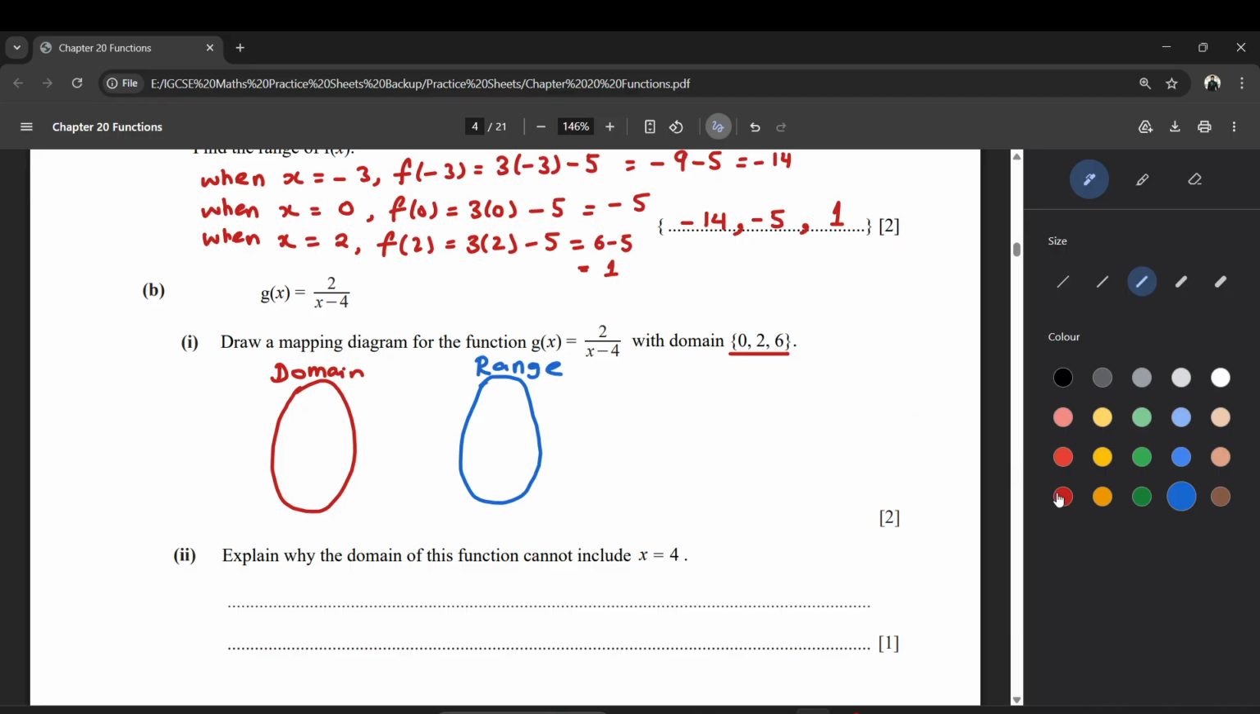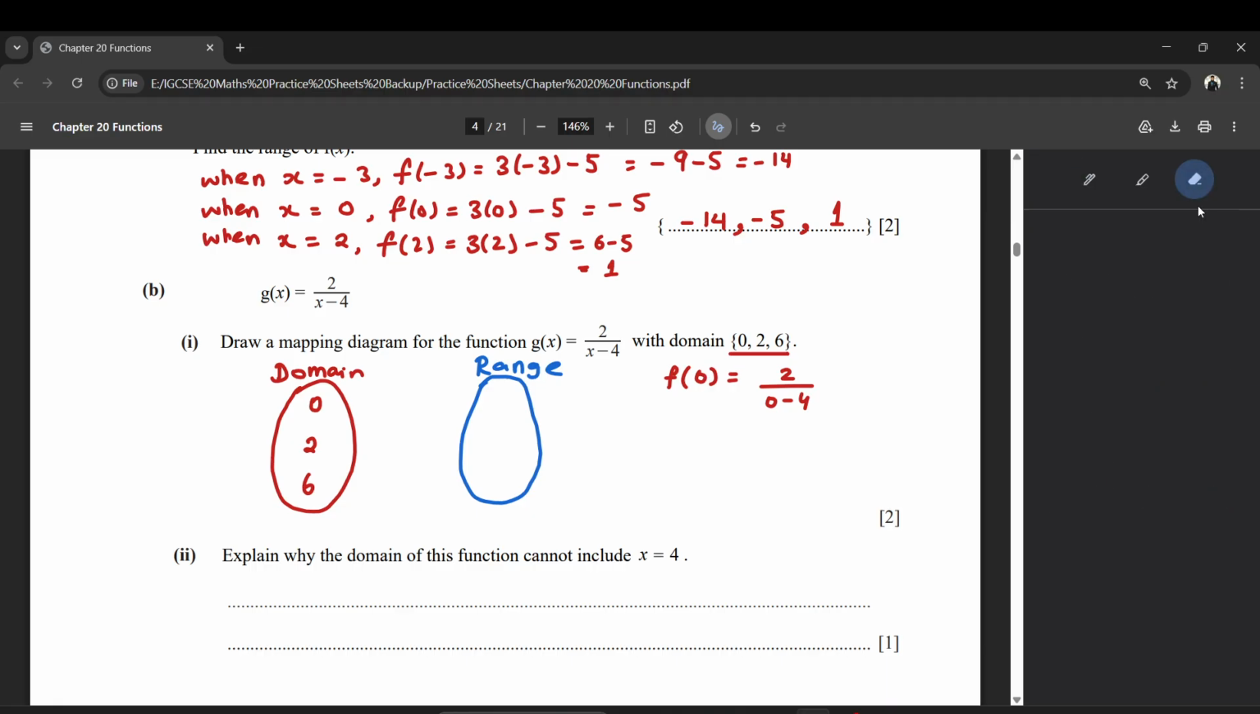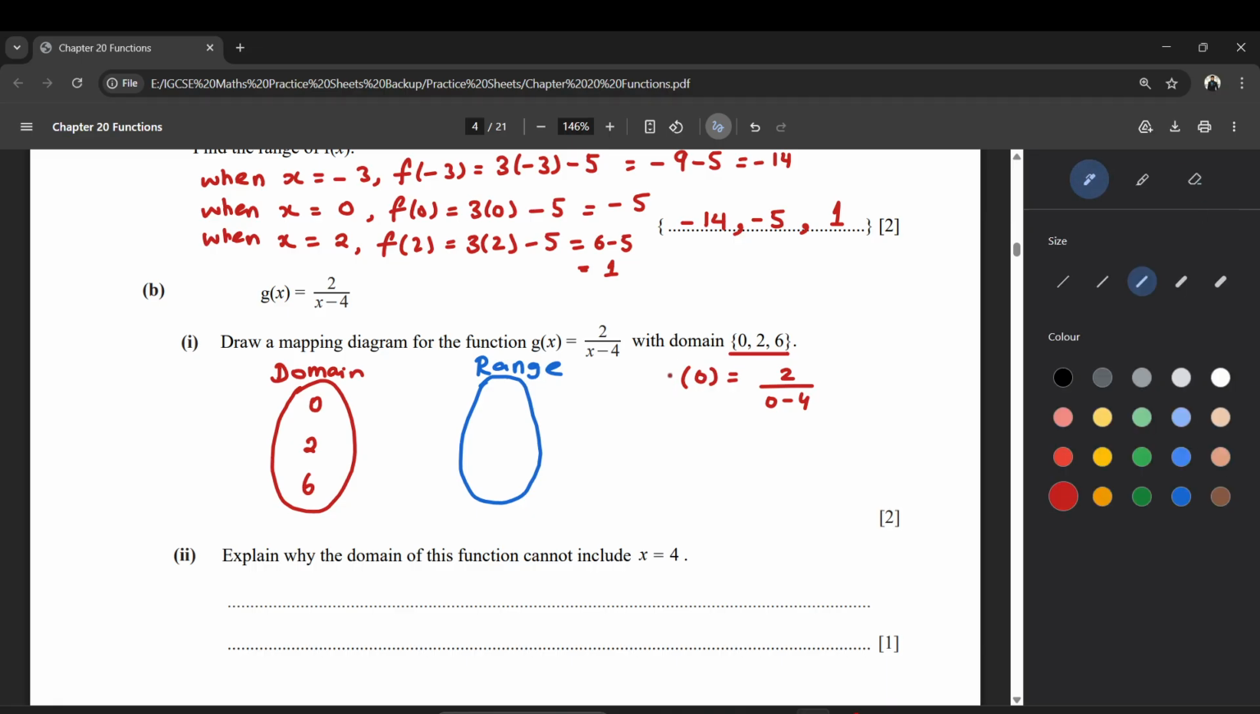Now, the domain values are 0, 2, and 6. What will be the corresponding range values? Let's work it out on this side. So g of 0 will be 2 over 0 minus 4. Sorry, this is not f, this is g. This is a different function, right? So instead of x, I'm going to plug in the value of 0. So this would be 2 over minus 4. That would be minus 1 upon 2.